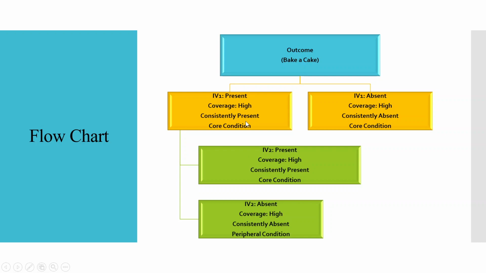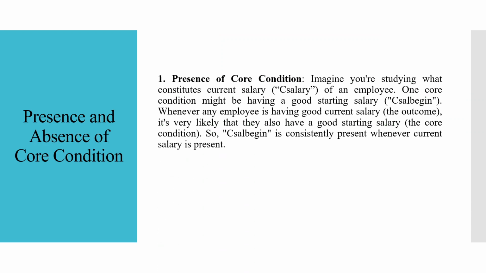Now, when the core condition is present, we talk about the peripheral. IV2 present, the rare fruit, coverage high, consistently present. IV2 absent, the rare fruit absent, still the coverage will be high, consistently absent. This is known as a peripheral condition. The presence and absence of core condition.